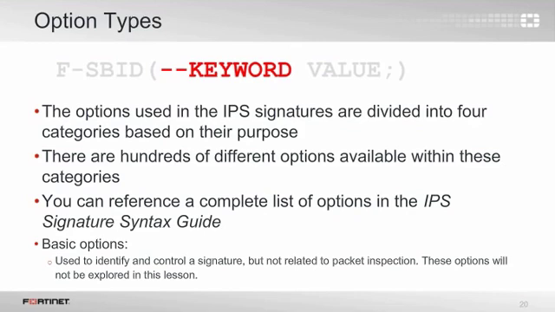Now you'll learn about supported option types. The options are divided into 4 categories based on their purpose. Basic options are not related to packet inspection. You use basic options to identify and control a signature. These options will not be covered in this course.